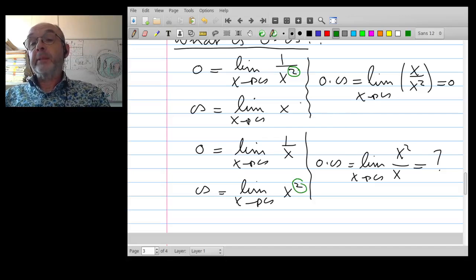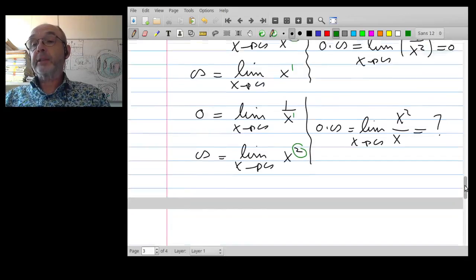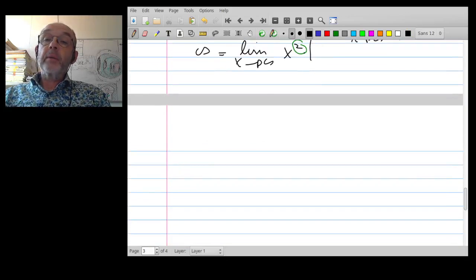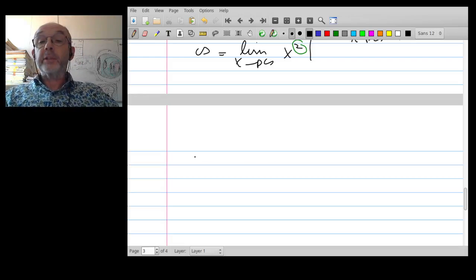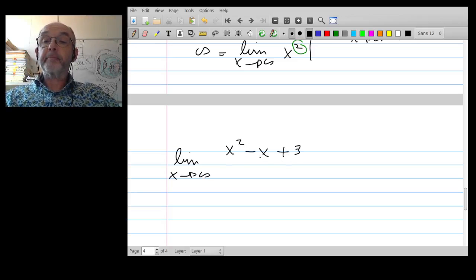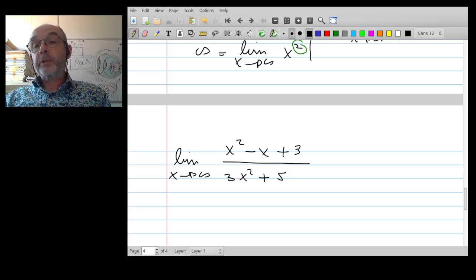And you see here, x to the power 1, here you see x to the power 1, and you see that the difference in those powers gives you a difference in the results of your function. Now, be careful with the calculations. For instance, the limit from x going to infinity of x squared minus x plus 3 divided by 3x squared plus 5.